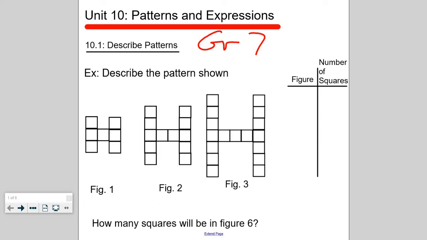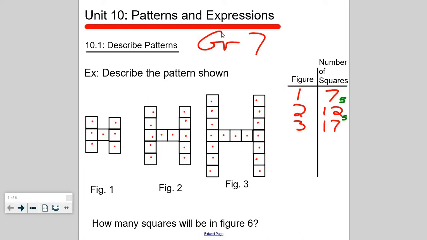Figure 1. So figure 1 has how many squares in it? 1, 2, 3, 4, 5, 6, 7. So figure 1 has 7 squares. Figure 2 has 12 squares in it. So 5 more. Figure 3 has 17 squares. So that's 5 each time. We know that this is going up by 5 each time.